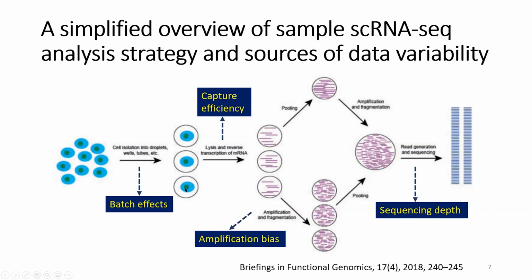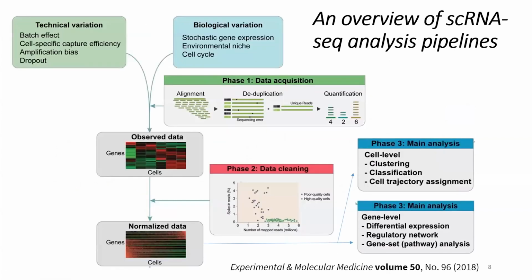But there are lots of informatics problems right there, right? So different batches may create variations, so-called batch effects. When you don't capture all of the cDNAs, then you have a capture efficiency problem. When you amplify them, certain strands may be amplified differently. You have amplification biases. And when you do the sequencing, depending on the sequencing depth, you also suffer from potential false negative situations. So I want you to keep that in mind.